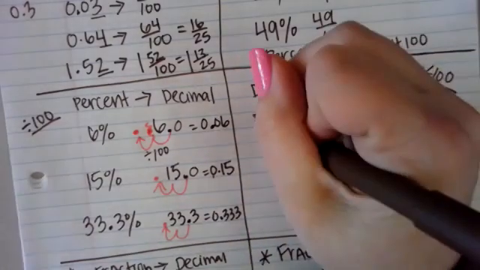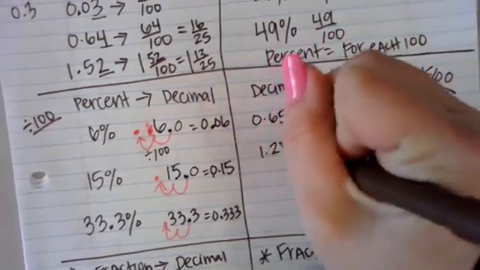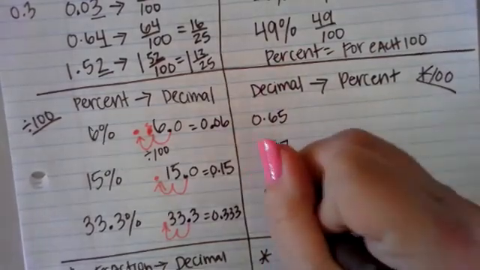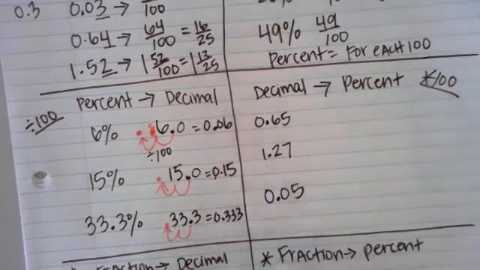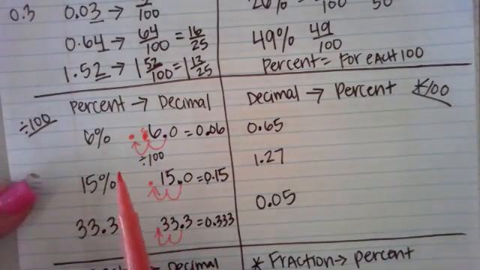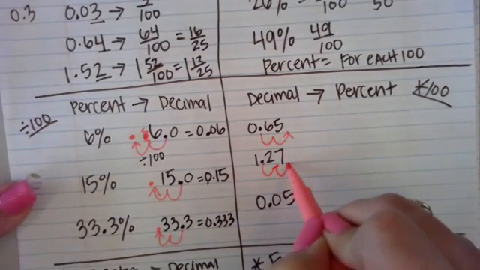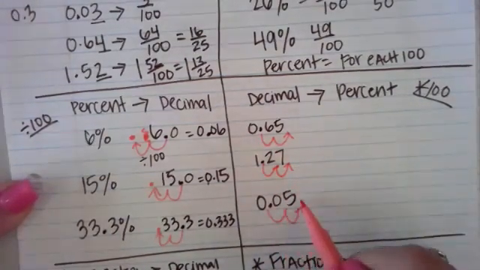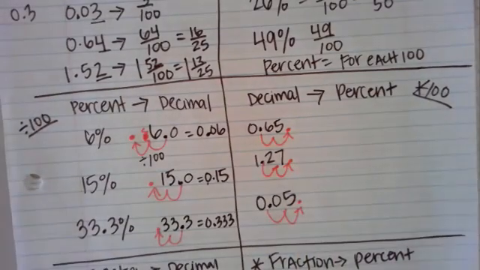So let's say I have 0.65, 1.27, and 0.05. I'm going to look at where my decimals are located. And the trick for moving it to percent is now I'm going to multiply by 100. So instead of going back 2 spots, I'm going to move forward 2 spots. 1, 2, 1, 2. And where that decimal point is now, that is now going to be my percentage.